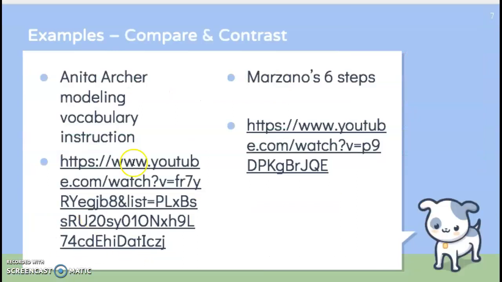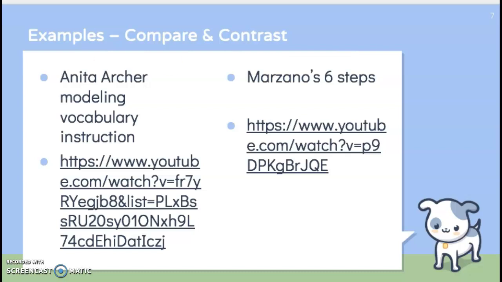Now, I've posted two examples of expert vocabulary instructors in Moodle that I would like you to watch them teach and implement research-based strategies. We have Anita Archer's vocabulary instruction strategy and Marzano's 6 steps. There's a middle school teacher, basically an upper elementary teacher, implementing the strategy. I want you to watch it, compare and contrast, and glean out of that what are some common strategies that both of them are using, and what are some differences, okay?